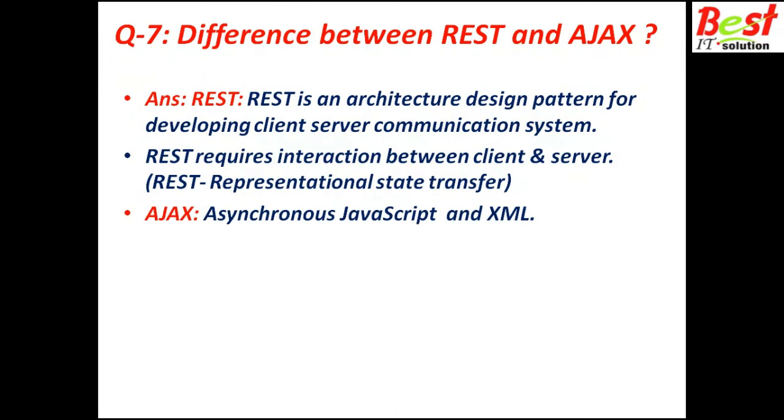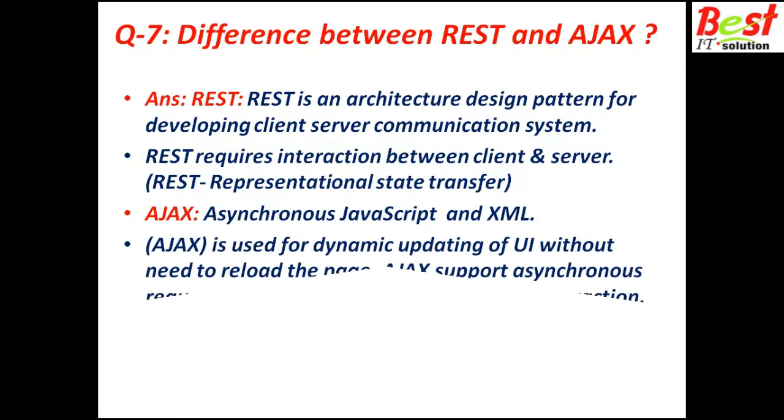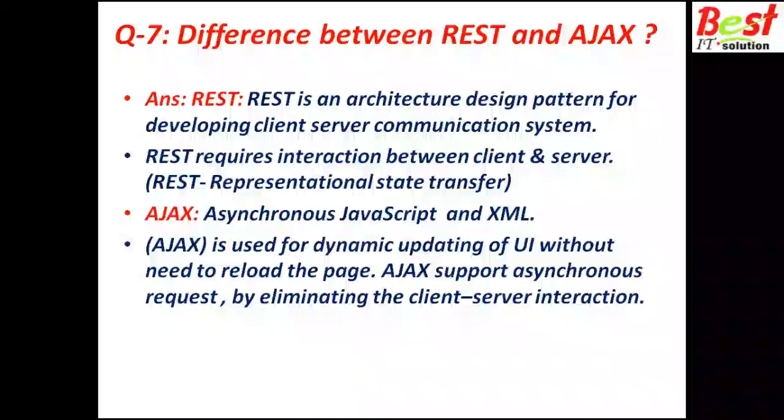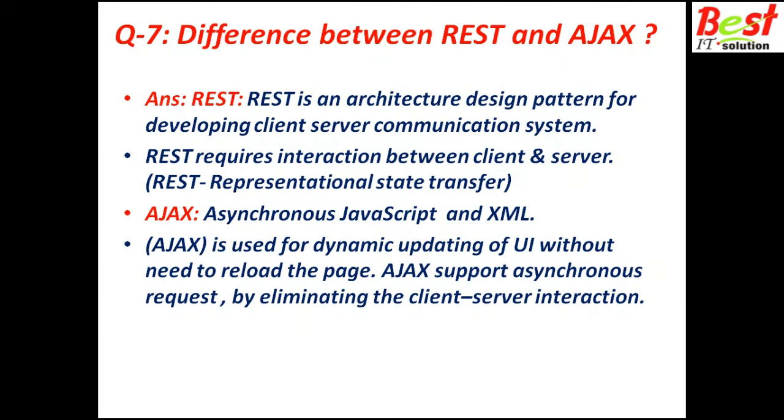Another thing is AJAX. So what is AJAX? AJAX is asynchronous JavaScript and XML. AJAX is used for dynamically updating the user interface without needing to reload the page. AJAX supports asynchronous requests. Unlike REST architecture, it does not require client-server interaction, so it eliminates the client-server interaction and occurs in an asynchronous way.